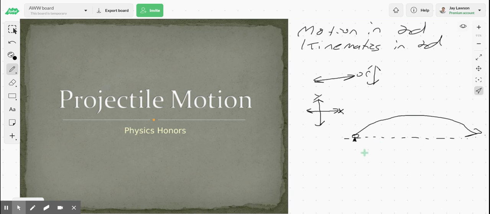Okay. So what's happening is we don't just have a linear motion like we did in our last unit. Instead, we have two components. Actually, I want to redraw this to where it makes more sense. Okay, there we go.